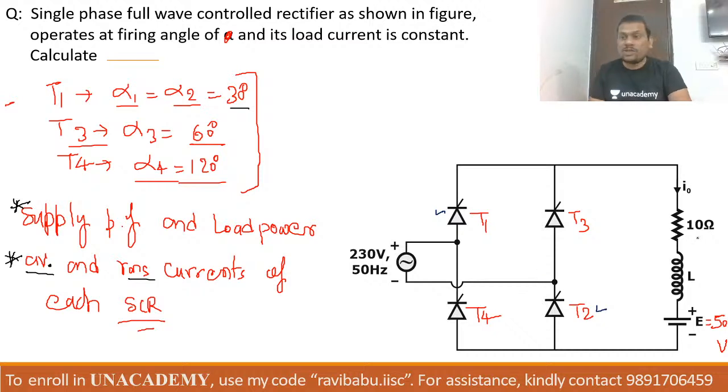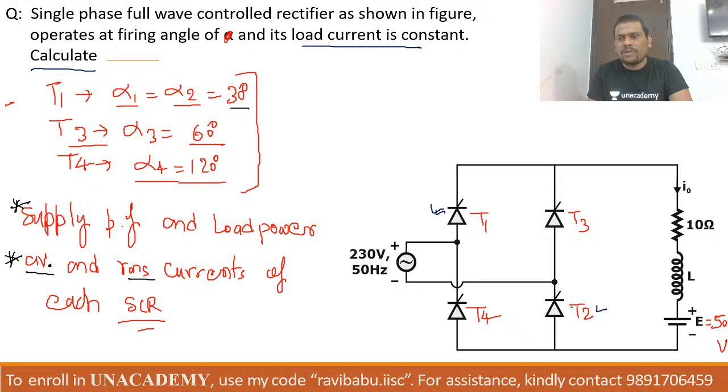I naught value is not given. I naught value is constant. This information is given: beta, and load current is constant. Only this information is given. We will see, beta, if some data we require, I will tell you. But here, very nice, beta, 30 degree.